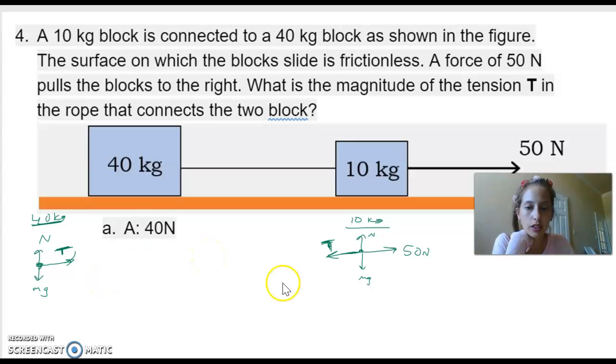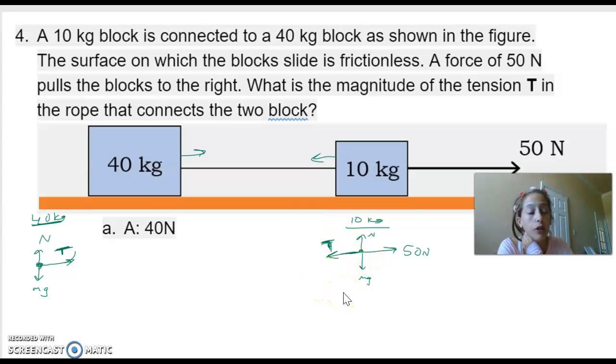So this tension and this 50 newtons, those don't have to match. If they matched, then we wouldn't be moving. But the tension coming to the left, going this way and going this way, those have to match if it's the same rope. So let's figure out what this tension is.